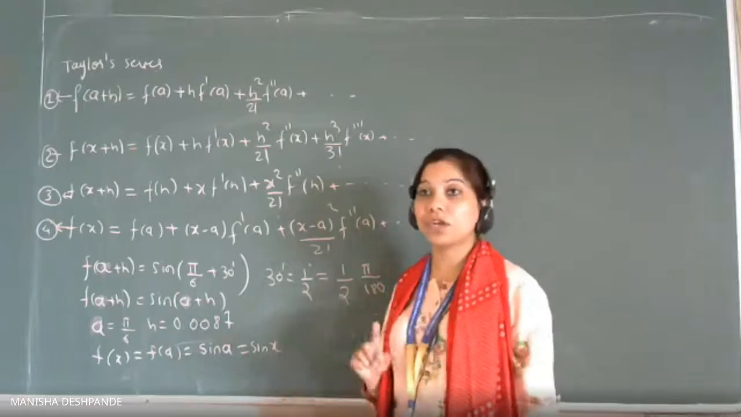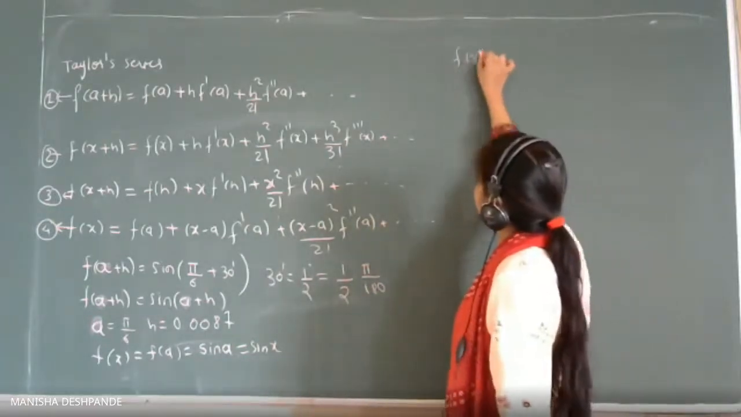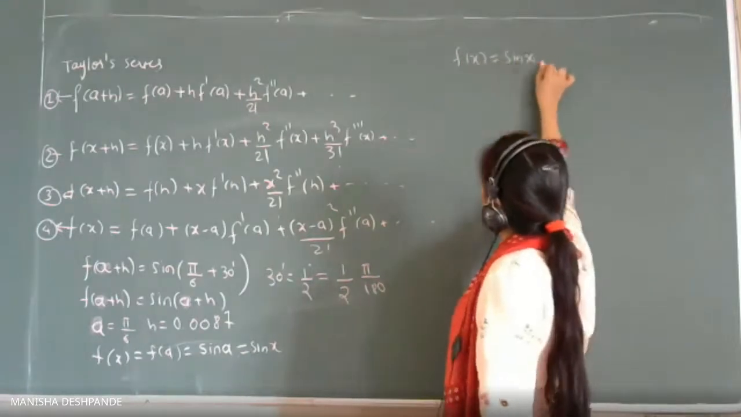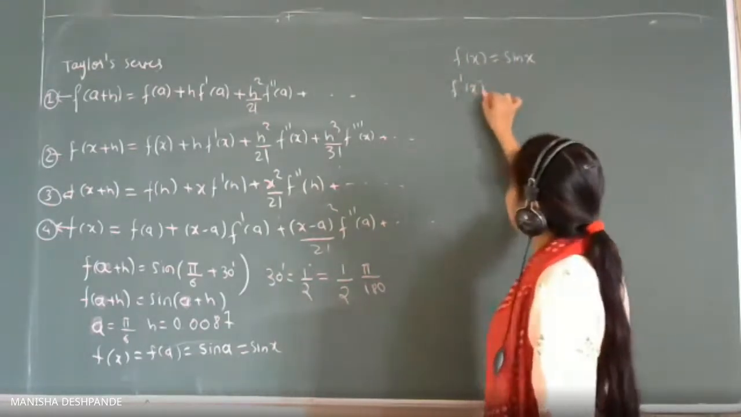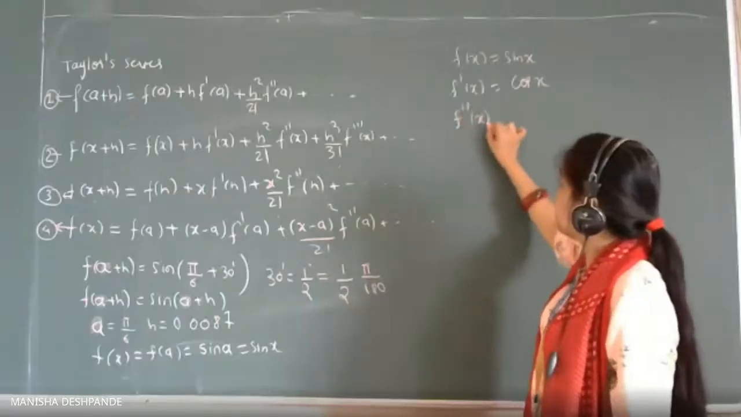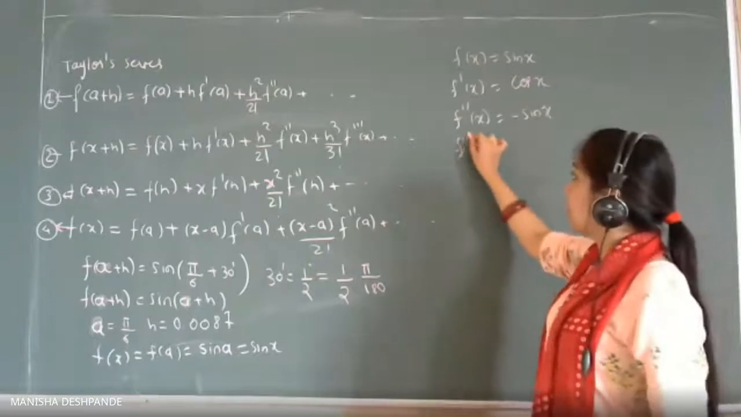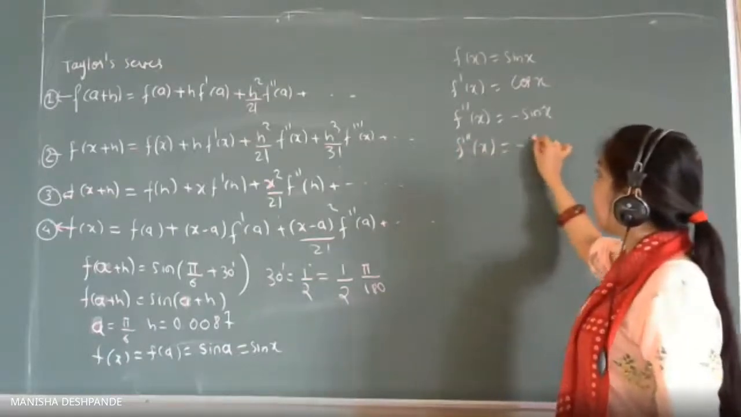Now if f of x is sine x, then f dash of x is, what's the derivative of sine x? Cos x. What is f double dash of x? Derivative of cos x, that is minus sine x. Then f triple dash, at least 3 derivatives you have to find: minus cos x. Okay. Fine.